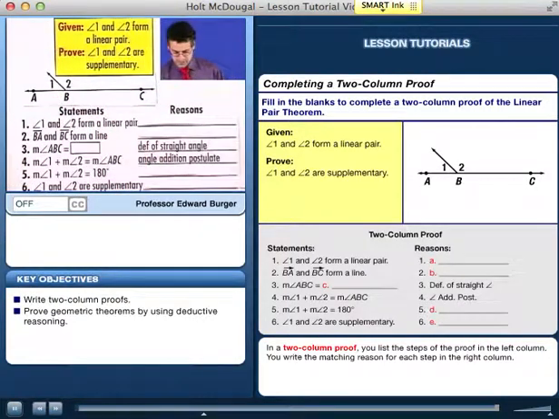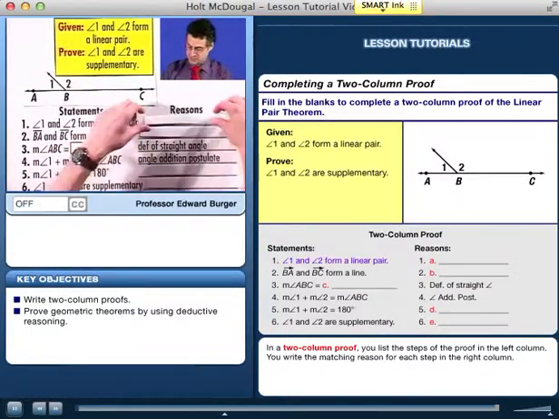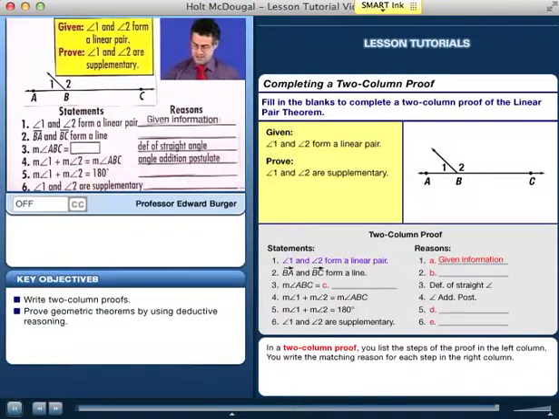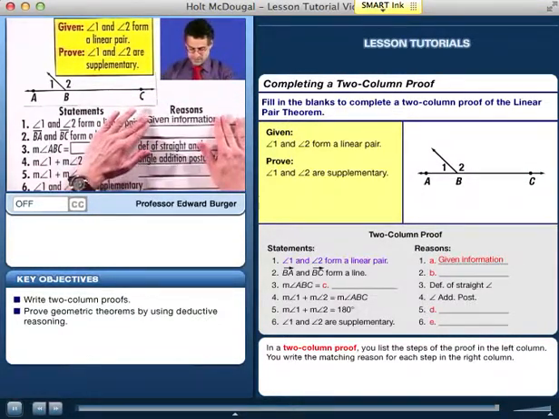Well, in fact, this has already been done for us a little bit, so let's see if we can just sort of add our voice to the argument already here. So, the first statement is that angle 1 and angle 2 form a linear pair. Why is that true? Well, that's actually our given information. So the reason is, bling, given information. Okay, great. So that's pretty straightforward.